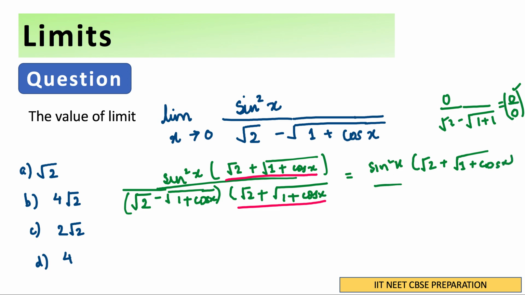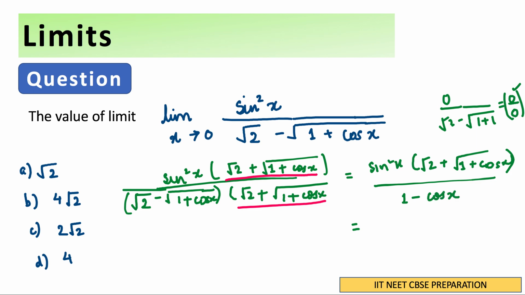This will be as it is, and in the denominator what are we getting? So root 2 into root 2 will be 2 minus root 1 plus cos x into root 1 plus cos x, so that will be 1 plus cos x. So this is what we are getting. So now you will get 2 minus 1, so I can write this as 1 minus cos x, because this is 2 minus 1 minus cos x. So this I can write as 1 minus cos x.